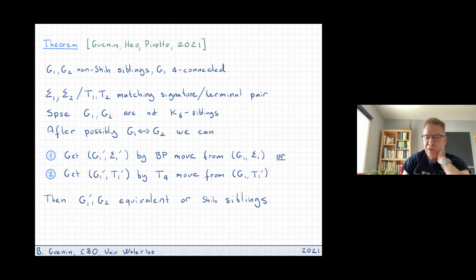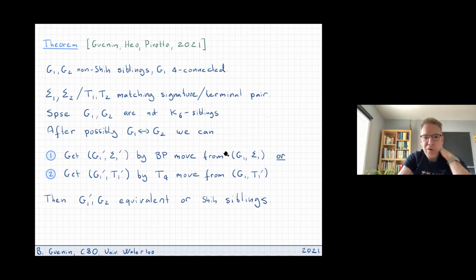So, you know, there were all those weird constructions that we had, right? And you can make them all go away as long as you allow yourself to do those blocking pair moves or those T4 moves, right? So of course, those blocking pair moves, T4 moves are pretty powerful operations, but that's the price you pay. Otherwise, you get a lot of mess. There are lots of outcomes.